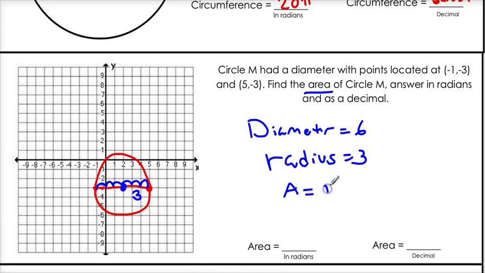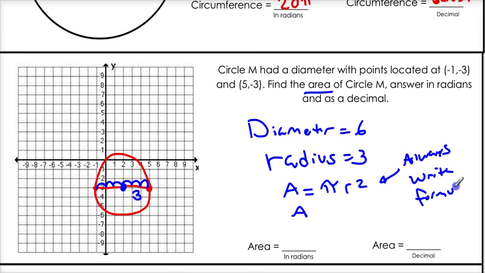Area equals pi r squared. Please always write your formula first. Always write formula first. And so our area is equal to pi times 3 squared. So the area is going to be equal to 9 pi. Now you guys can put that in the calculator, see what the decimal is.